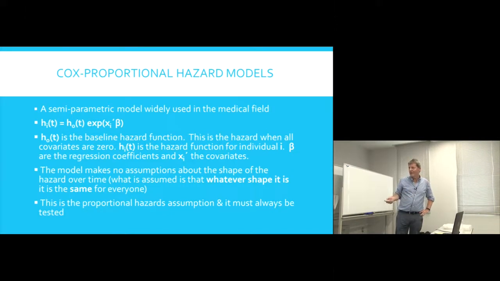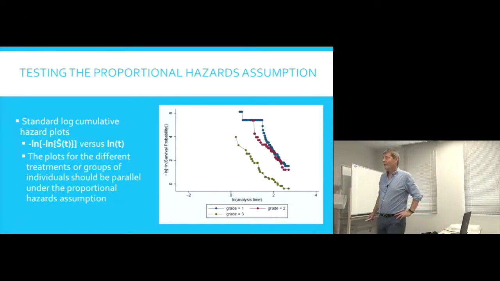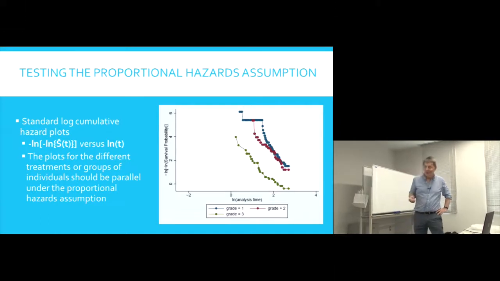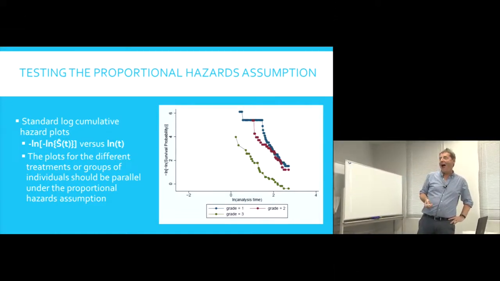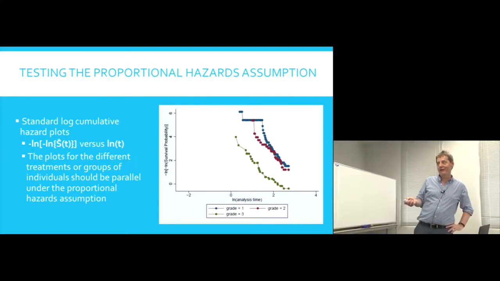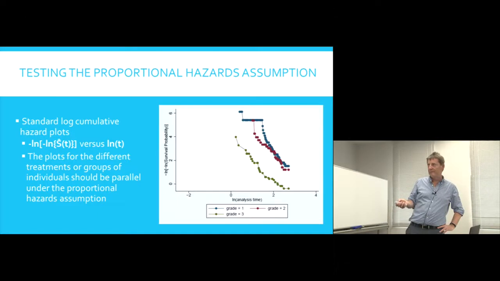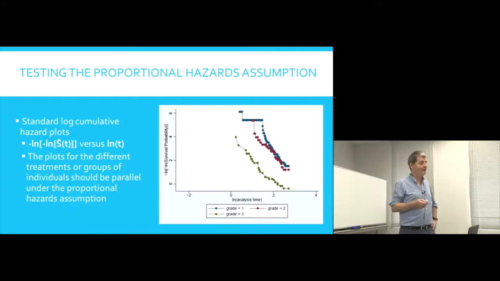So it's important that the proportional hazards assumption is tested. And frequently it's not tested. It's not too difficult to test, but it does involve more equations. The logarithm of the survival function is plotted against the logarithm of time. So log of survival function against the logarithm of time. And if the proportional hazards is met, the curves for different groups should be parallel.